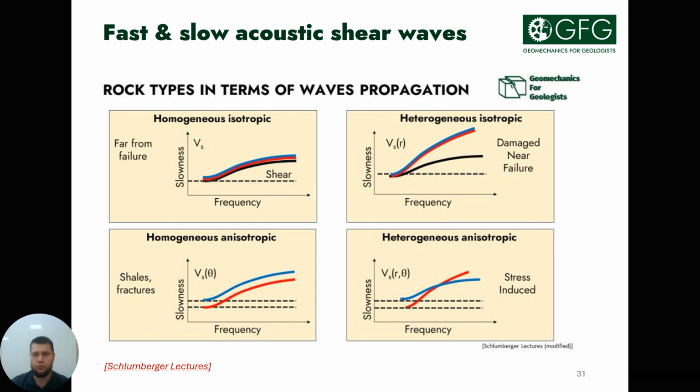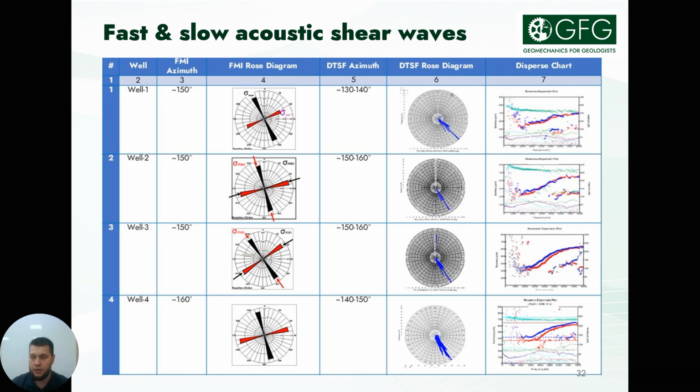From the point of view of shear wave propagation in the rocks, four types of rock can be distinguished: homogeneous isotropic, heterogeneous isotropic, homogeneous anisotropic, and heterogeneous anisotropic. Accordingly, the direction of fast and slow shear waves can be used to estimate the maximum horizontal stress azimuth.